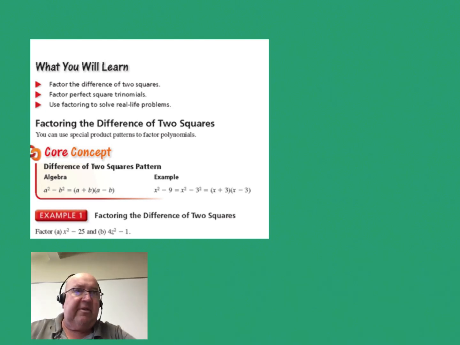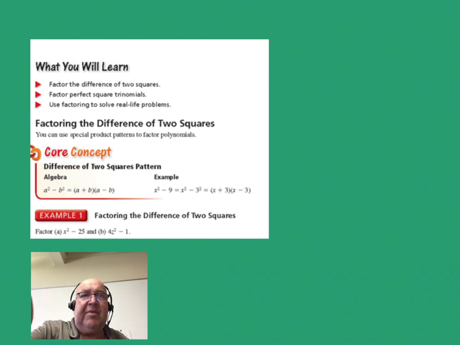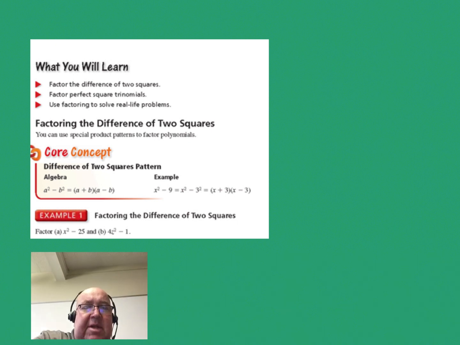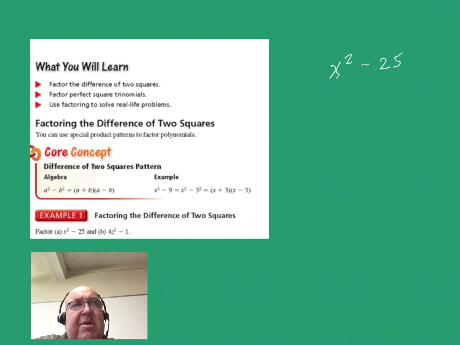Alright, the last of our factoring is going to be working with the difference of two squares pattern that we talked about earlier when we multiplied. So in example A, we have x squared minus 25, and we know that this is a squared minus b squared, but we also remember that the factors that created this are x plus 5 and x minus 5, and we can simply do those easily that way.